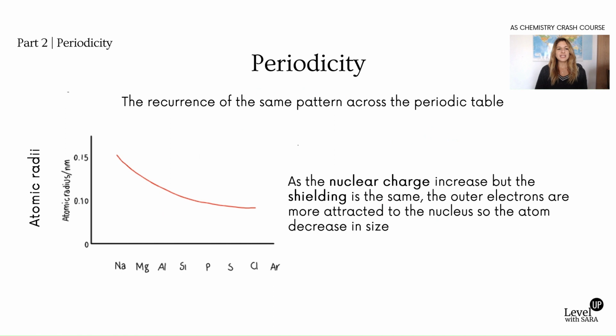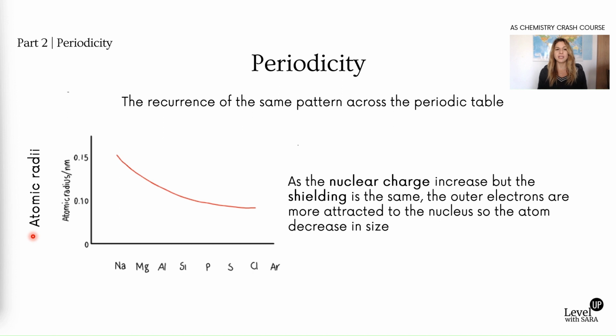So let's talk about periodicity, and it's still about trends in the periodic table. And I've included the explanation together with the ionization energy because at the end it's all down to this explanation of nuclear attraction. So, as a definition, periodicity is the recurrence of the same pattern across the periodic table. And there are different trends that you need to be able to describe.